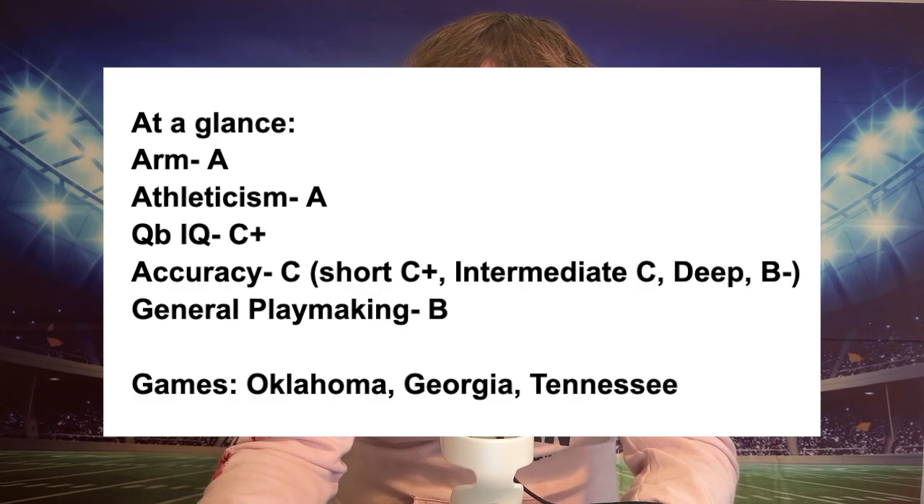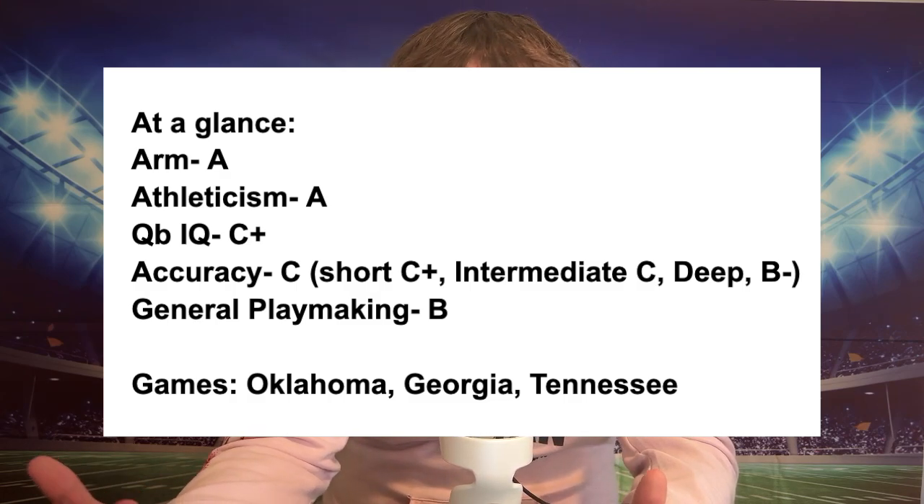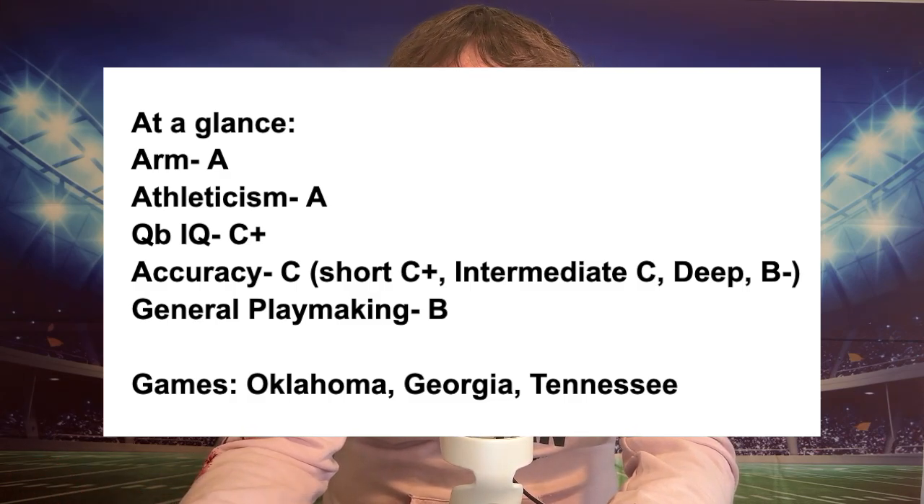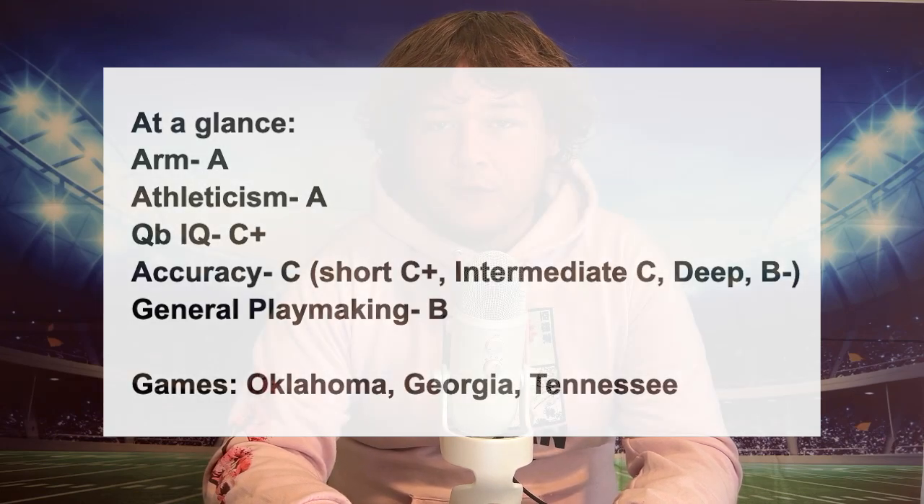Quarterback IQ I have at a C+. Accuracy is in general a C, but his short is a C+. His intermediate is a C. His deep ball is a B-. That was probably the best ball he has in his bag. And his general playmaking is a B. And here is what I had to say about Jalen Milroe.